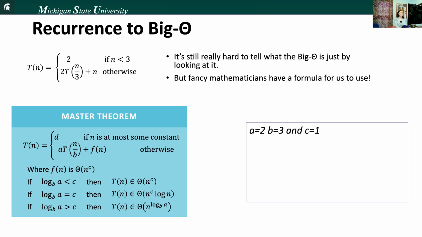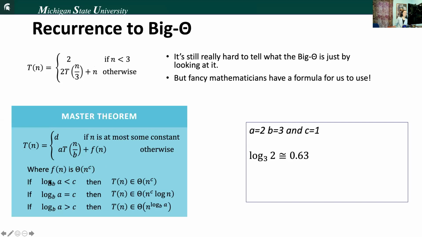So now I have determined A is 2, B is 3, C is 1. I'm going to use this formula. I explained it where f of n is theta of n to the cth power. This is my f of n right here, in this case, okay? And the degree of this polynomial is 1, so therefore C is 1.